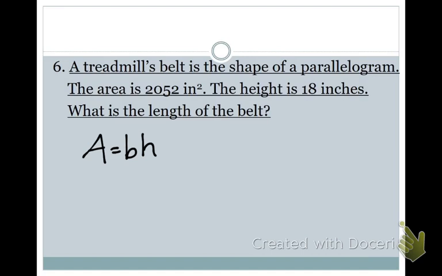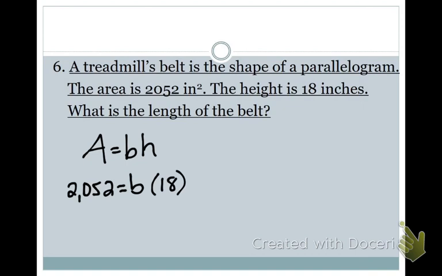So it tells us what the area is. It's 2,052 inches squared. It does not tell me what the base is. It's asking us to find what the base is, or find what the length of that belt is. And if you look on page 553 in your book when you're doing your homework later tonight, there's a picture of a treadmill, so you could picture this even better, or a picture of the belt on a treadmill, okay? The height, it tells us how many inches is it? 18 inches, okay?